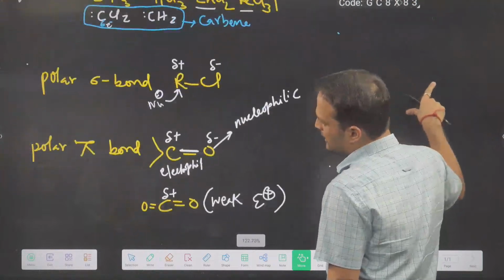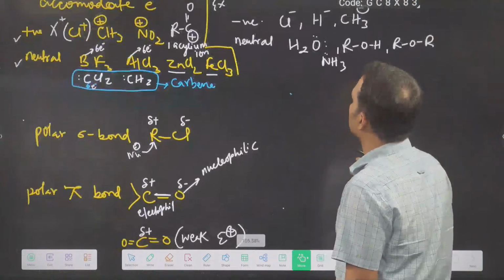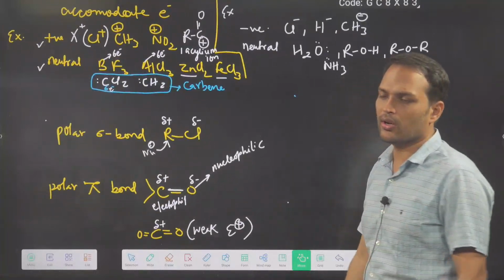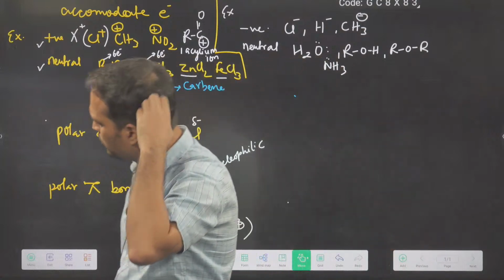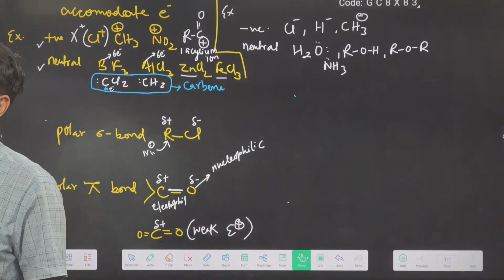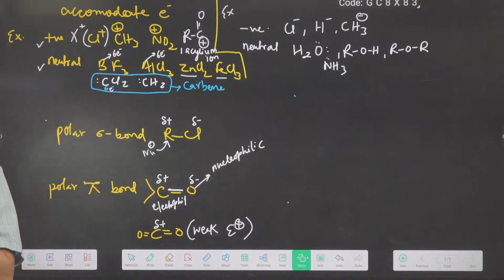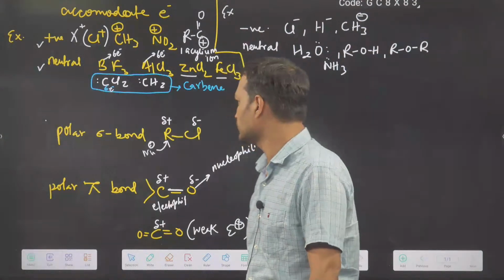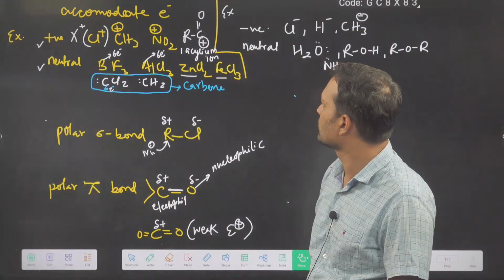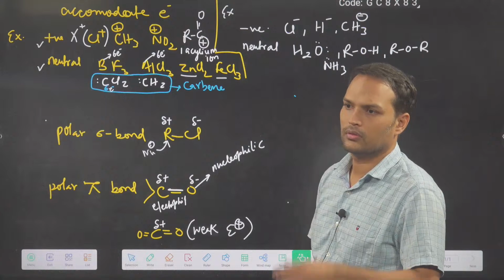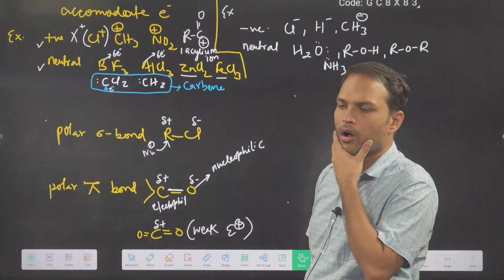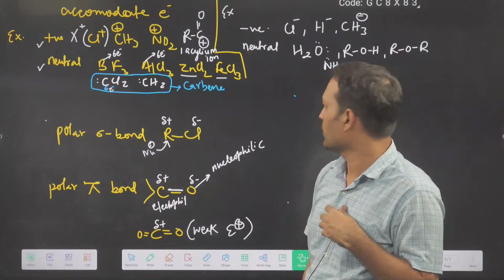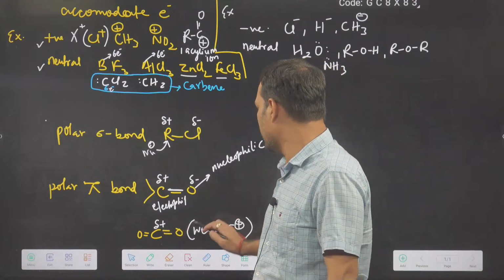So one question is there in the paper. I will tell you which question they will ask you. See the examples once. Cationic species can be electrophiles. Neutral species can also be electrophiles. In neutral species, complete octet also, incomplete octet also. Clear? Fine. And CO2 is a weak electrophile.